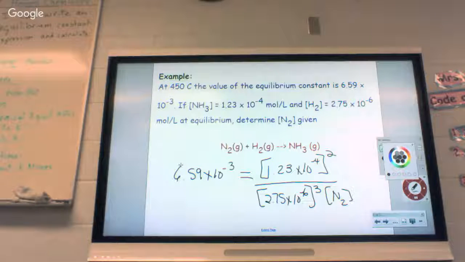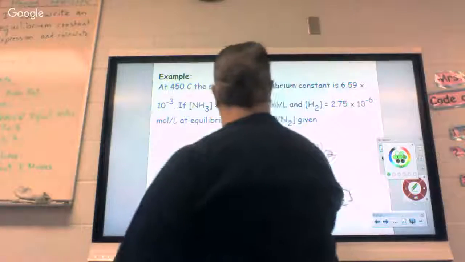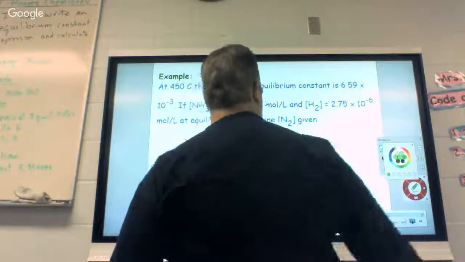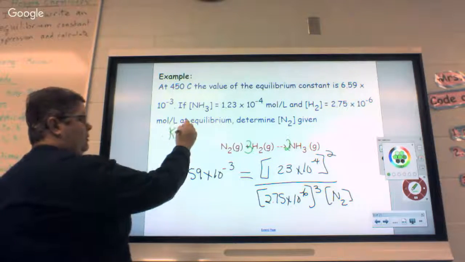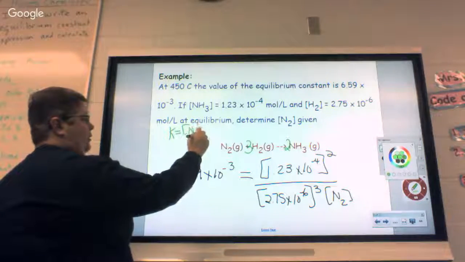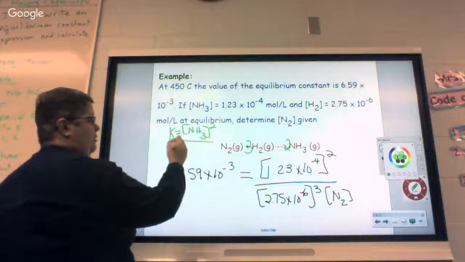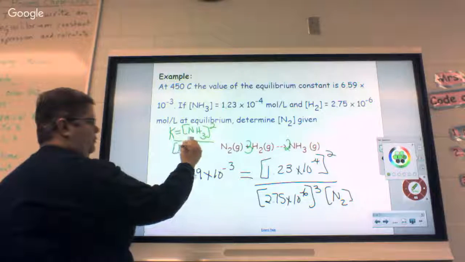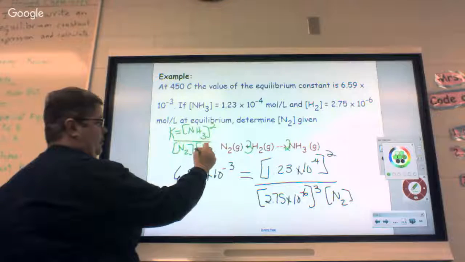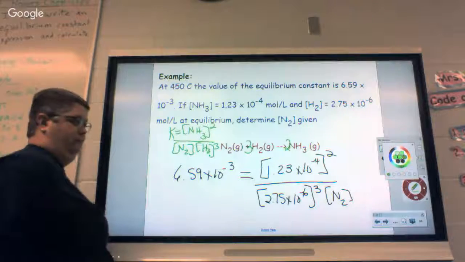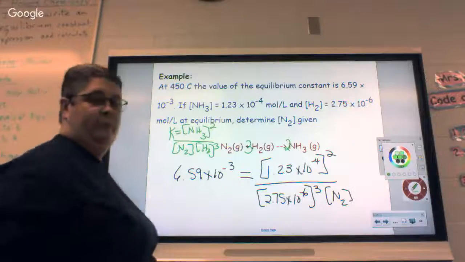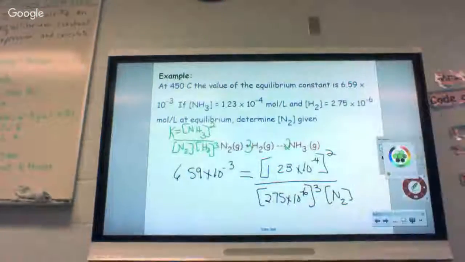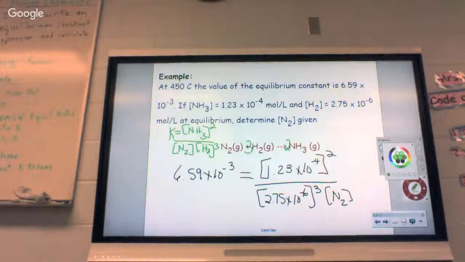No, the reason it's squared is what I tell you to do. So when you wrote your K, NH3 had a what on it? A squared, and 2, H2 was cubed. That's why. That's the number. Now, see if you can find the answer for that tonight.